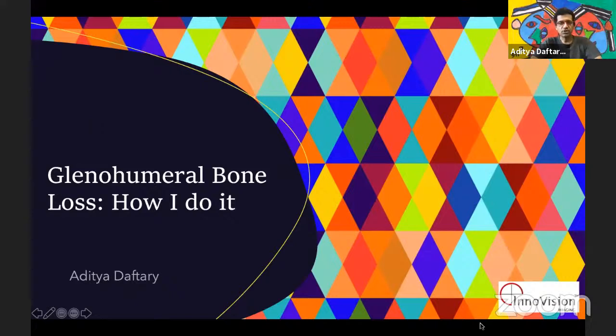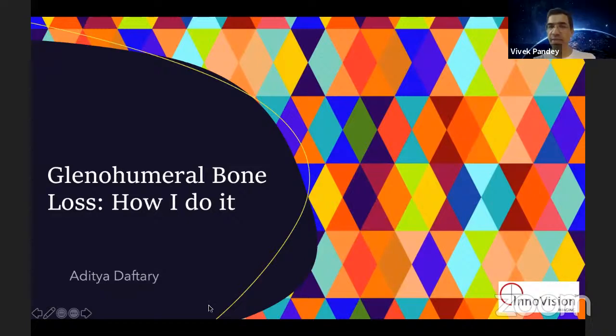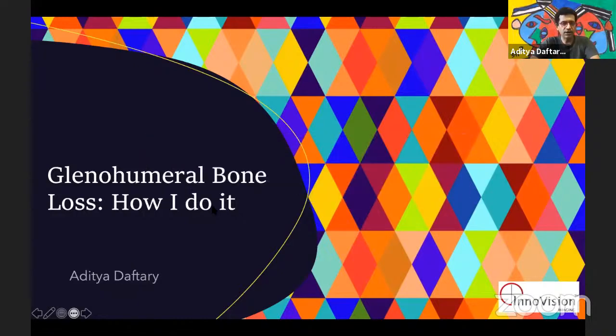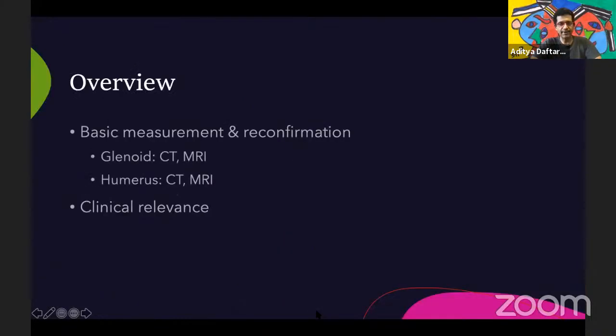So this is a bit on glenohumeral bone loss, how I do it. Oh, sorry. Can you see my screen? Yeah, we can see. Okay, great. So what I'm going to talk about is some basic measurement and reconfirmation. And here I think the important things are how we measure, what is important to me when I'm measuring things, and what comes back to bite me, because I work closely with the surgeons and they're happy to bite.